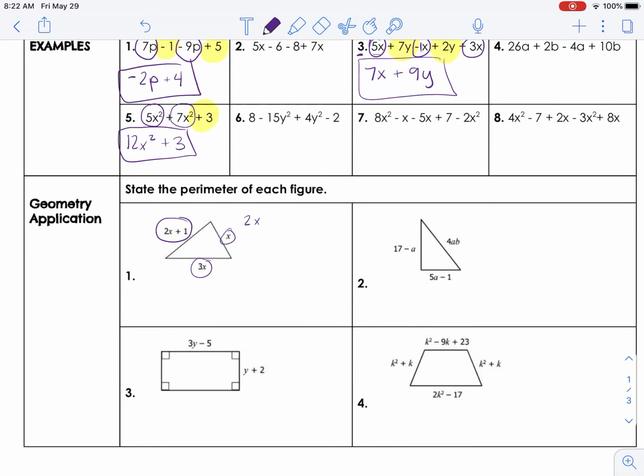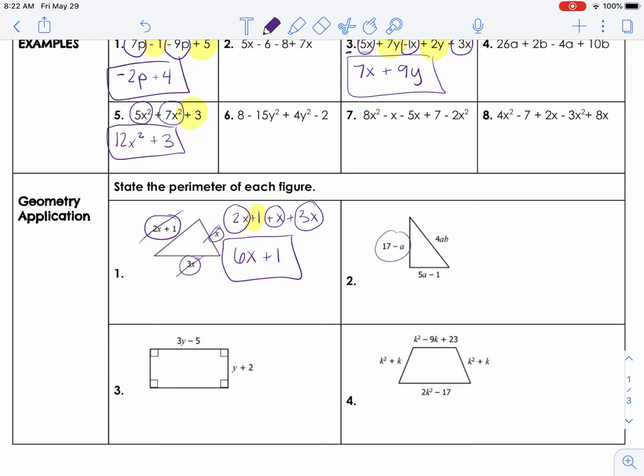So we're going to do 2x plus 1 is that first side, plus our x, so second side, plus 3x, so our third side. And then we have a pretty long expression there that we need to simplify, and by simplify I just mean combine like terms. So I'm going to find all of my x terms and combine them. So I've got 2x plus 1x plus 3x, which is going to give us 6x. And remember, we've got a constant in there, which is 1, so it's going to be 6x plus 1. Okay, and do the same thing for the rest of these.